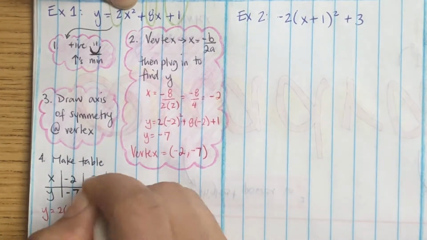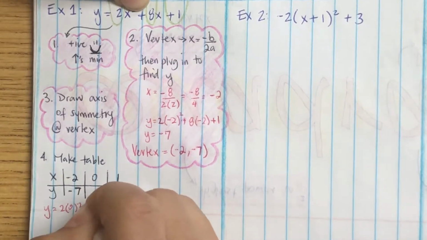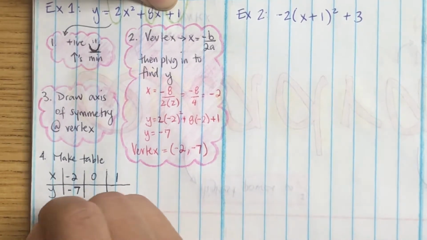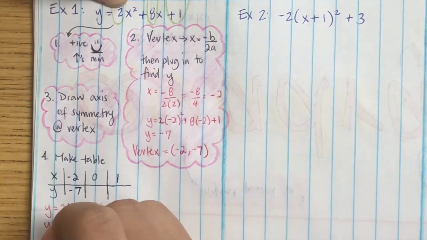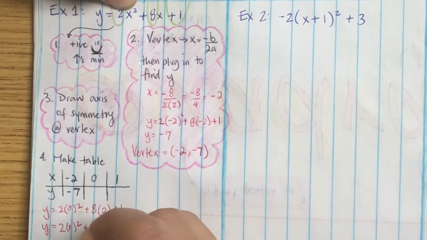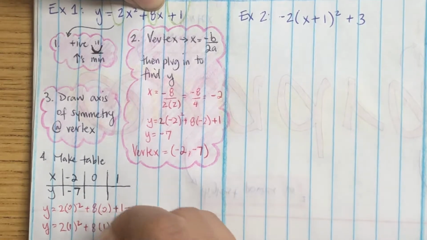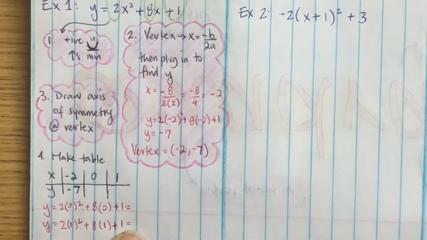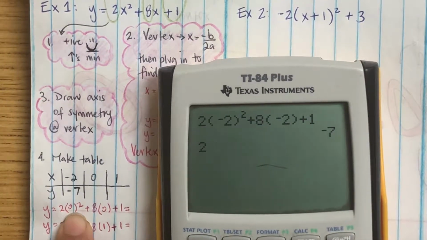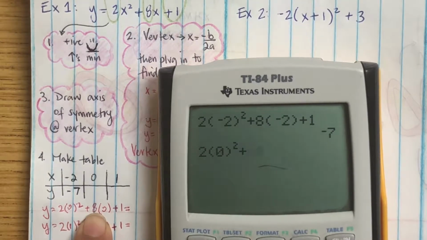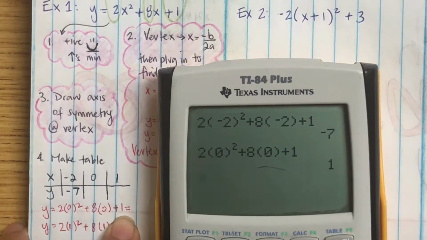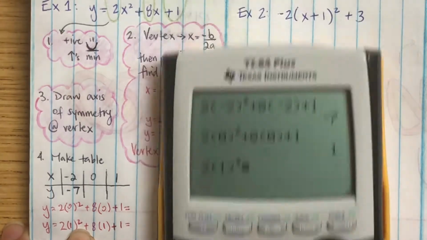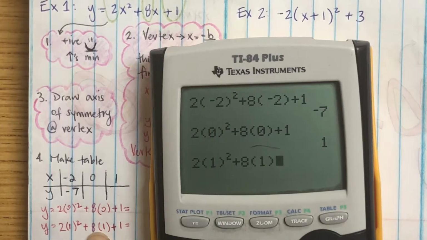So it goes 2 parentheses, x is 0 squared plus 8 parentheses, x is 0 plus 1. And you're going to put that in the calculator just like you see. I'm going to do the same thing for 1. So 2 parentheses, 1 squared plus 8 parentheses, 1 plus 1. Listening check, color in the 0 in the table. So 2, open parentheses, 0, close parentheses, squared, plus 8, open parentheses, 0, close parentheses, plus 1. And then same thing for the second one. Just typing in what you see. Then writing down the answer.